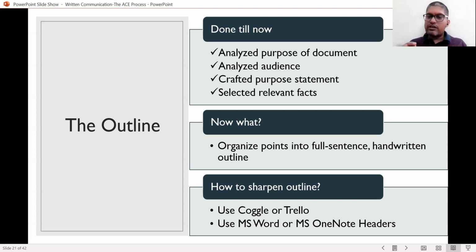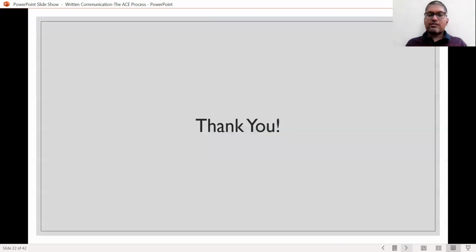Organize the document into a full sentence handwritten outline, maybe a full page with six or seven full sentences where you are writing, this will be the introduction, where in the introduction we will tell about this. Then in existing literature we will tell about this. That's how you create this full sentence outline. So this completes the analyze part of the ACE process, and that's where we stop. We will go to the next part, which is crafting, immediately after.